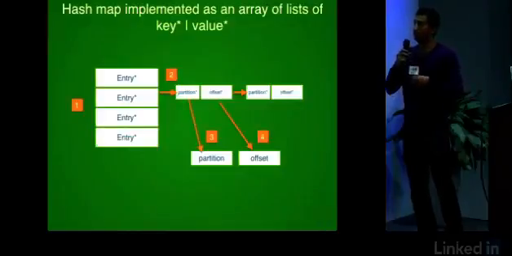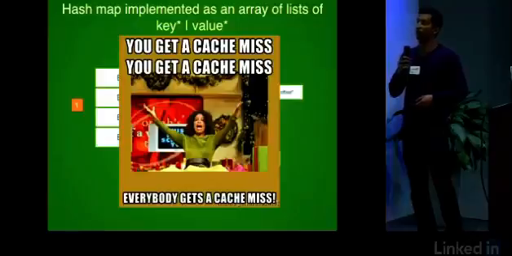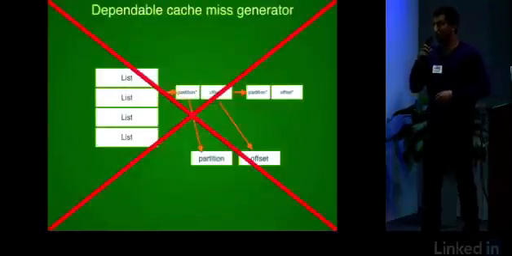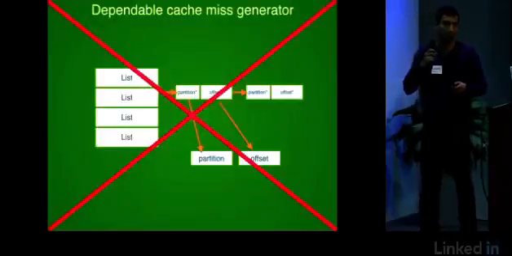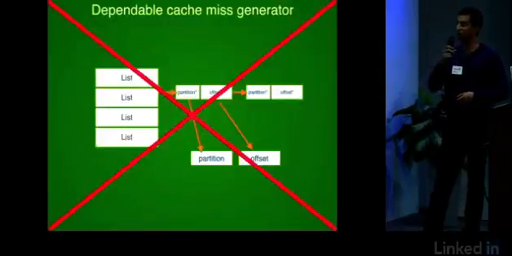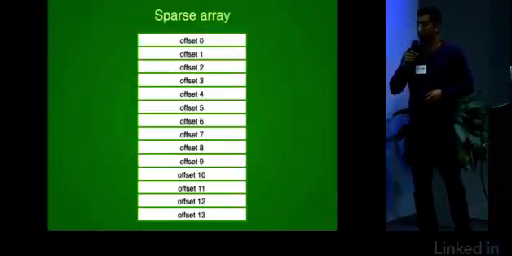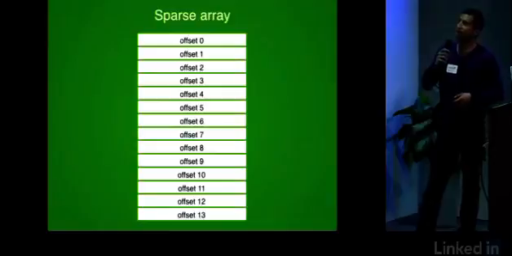So Oprah says cache misses for everyone. All right. So we think of a hash map, Java hash map, as a dependable cache miss generator. So no to it. What about a sparse array? So let's imagine that we're trying to get the offset for the fourth partition. Well, you just load the fourth index, so it's a single cache miss.